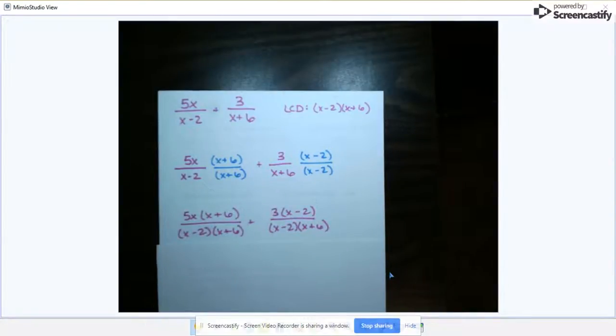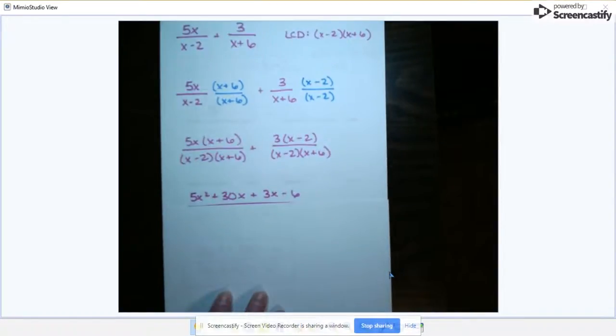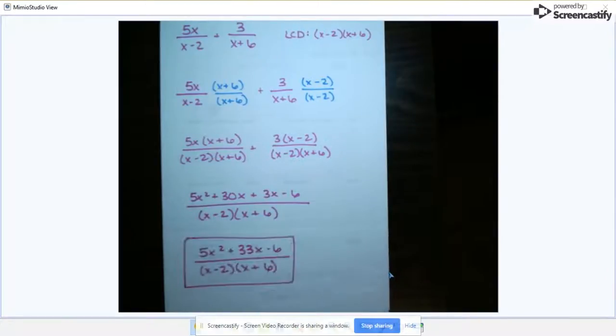So I wrote that out. Keep your denominator in factored form. We don't want to FOIL it. And then you can distribute your 5x to your x plus 6 and your 3 to your x minus 2 to get this in the numerator. And then I combined like terms. So you have a 5x squared plus 33x minus 6 over x minus 2, x plus 6.